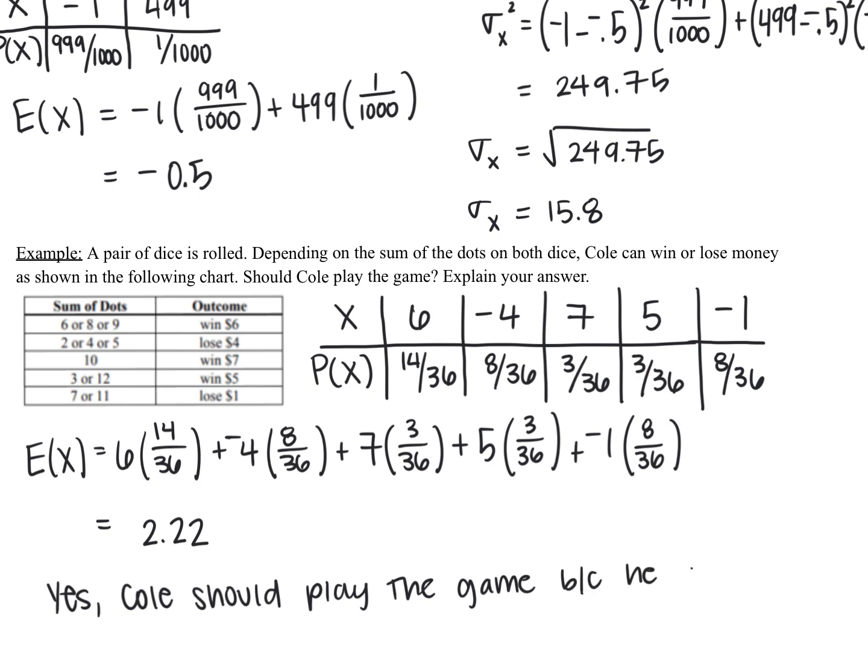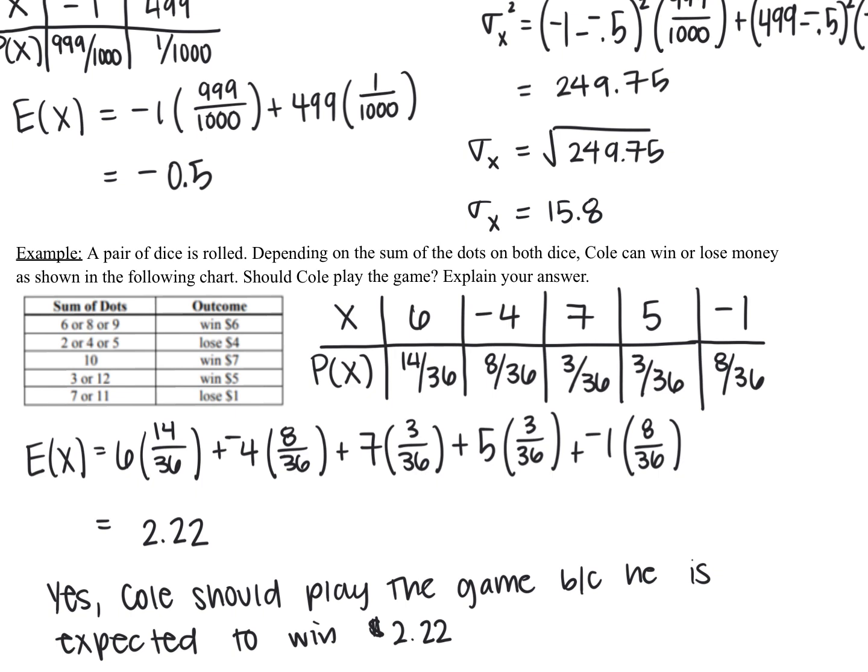Because he is expected to win $2.22. If my outcome had been smaller, like 0.02, I don't know that I'd necessarily play, even though you're winning. It's not a lot of money that you're winning in the grand scheme of things, considering you can only win up to $7. 0.02, not very high. Obviously, if you get a negative value, you should never play because you're going to lose.